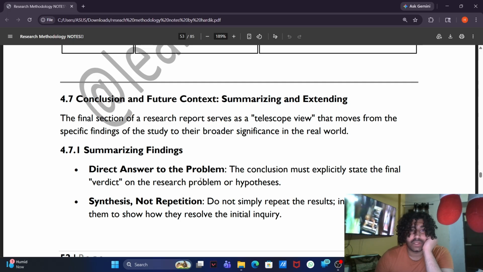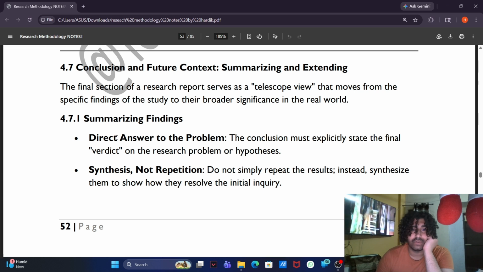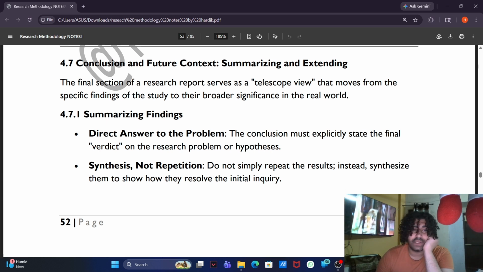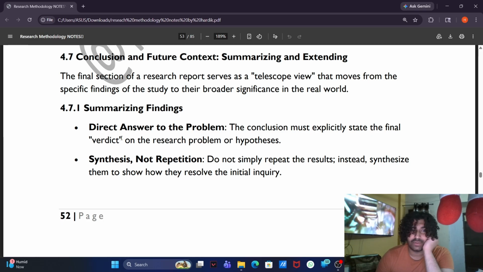Next topic, conclusion and future context. Summarizing and extending. The final section of a research report serves as a telescopic view that moves from the specific findings of the study to their broader significance in the real world. Summarizing findings: directly answer the problem.